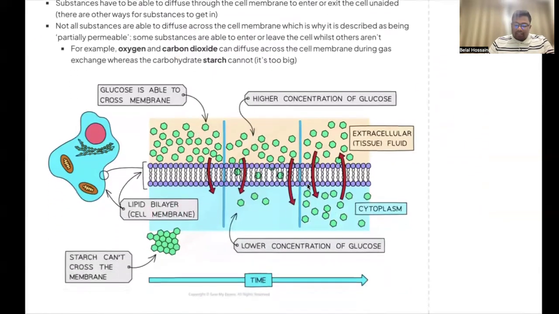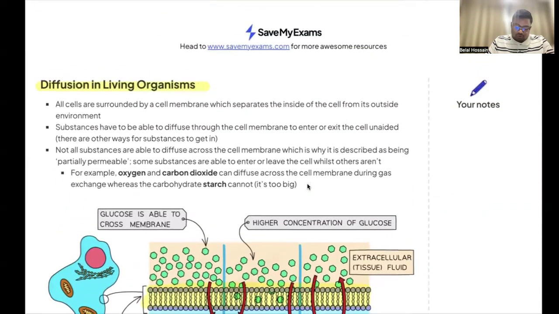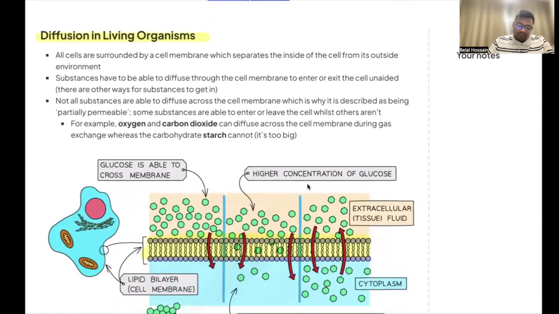Now diffusion in living organisms. In living organisms, diffusion comes with a challenge. The challenge is cell membranes. This is a depiction of a particular cell membrane. And if you notice, here we are representing a substance with glucose. Let's move on and talk about it.